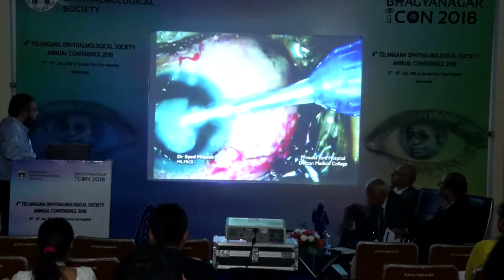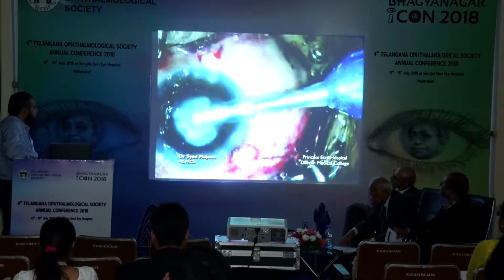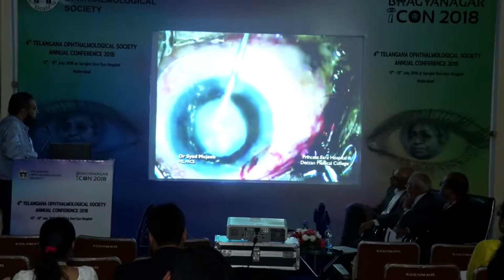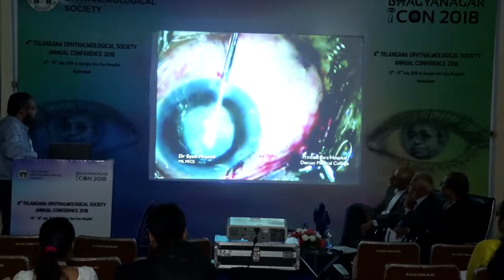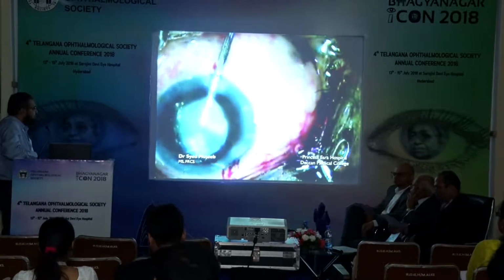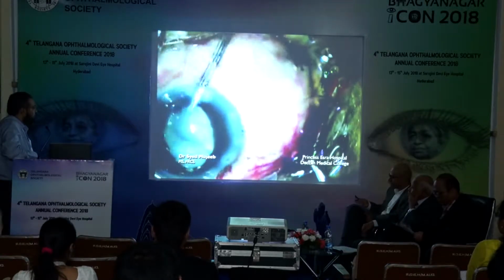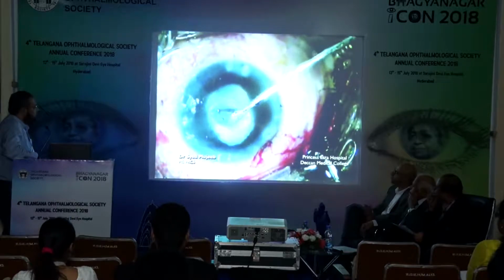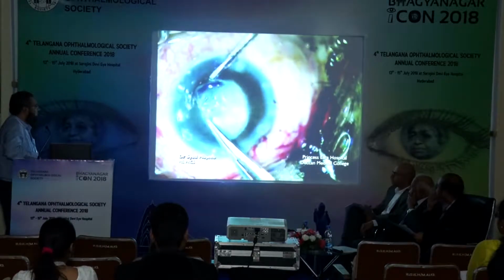You can see how the cornea is hazy, and visualizing the capsule is very difficult. It is continued with a rhexis forceps. So somehow I managed to get a capsule rhexis there, but it was quite big in size.